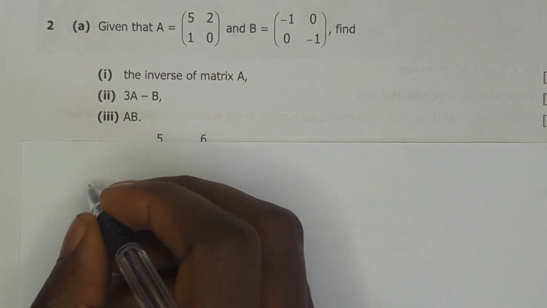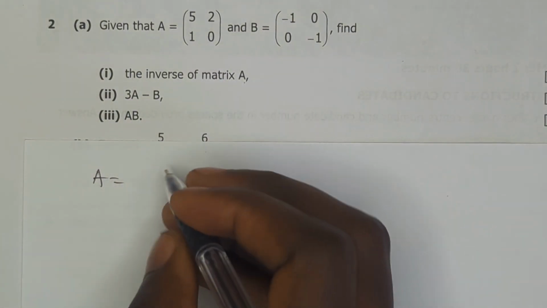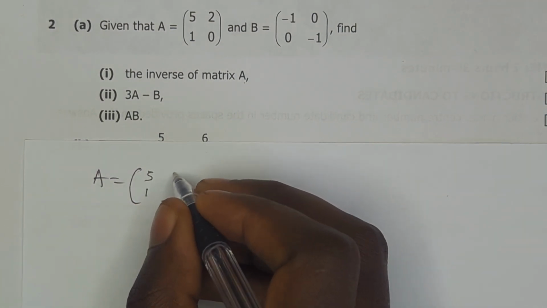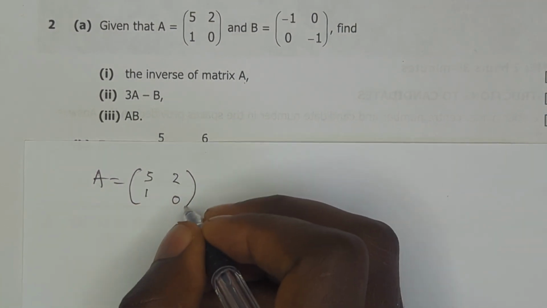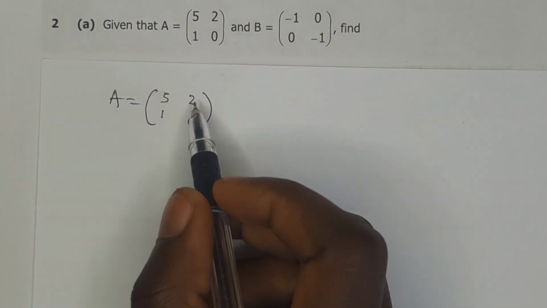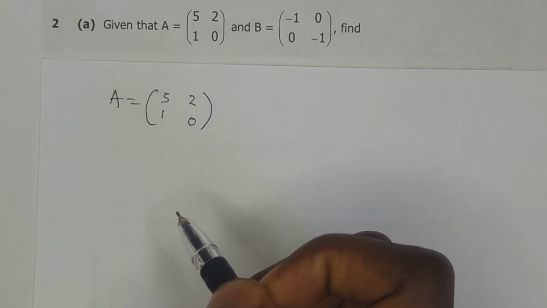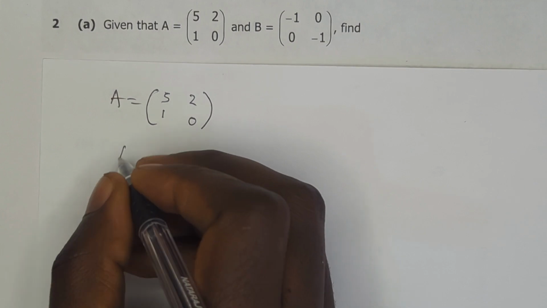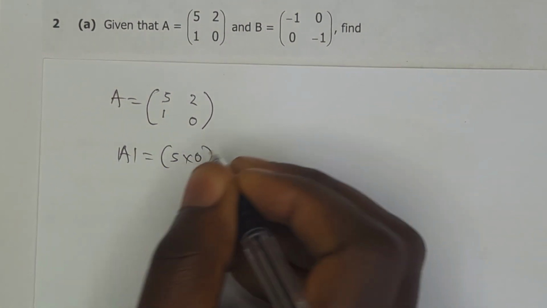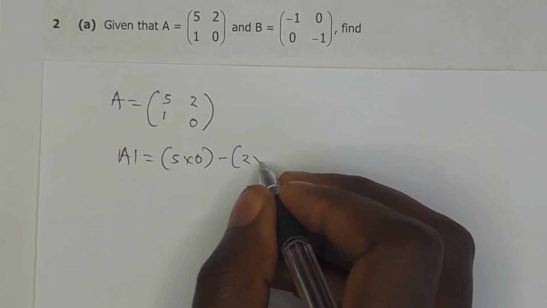So finding the determinant, matrix A is equal to 5, 1, 2, 0. When finding the determinant, we are going to subtract this minor diagonal from the major diagonal. So the determinant of A is equal to 5 multiplied by 0 minus 2 multiplied by 1.